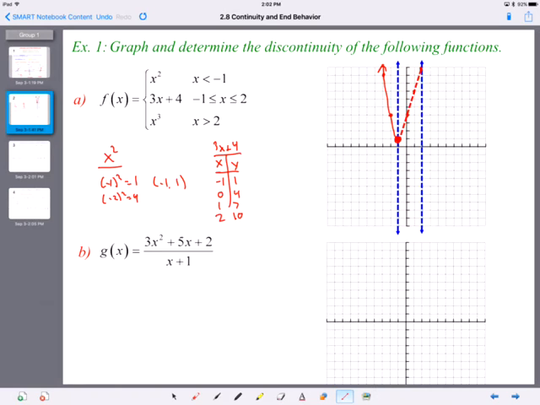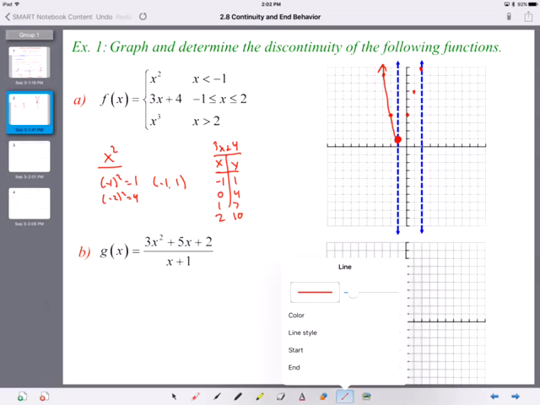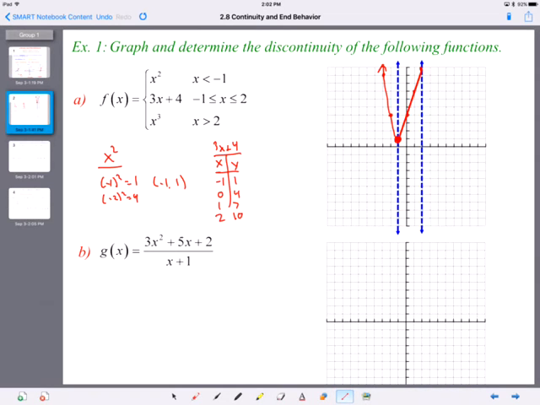Graph that. Okay. And then the last part is x cubed. So you'll graph values from 2 to infinity. Now these are going to go very quickly because you're cubing it. So 2 to the third is 8, 3 to the third is 27. So I'm already off the graph. So 3, it's not included, so it's an open circle at 8, and then this is going to shoot up very quickly.